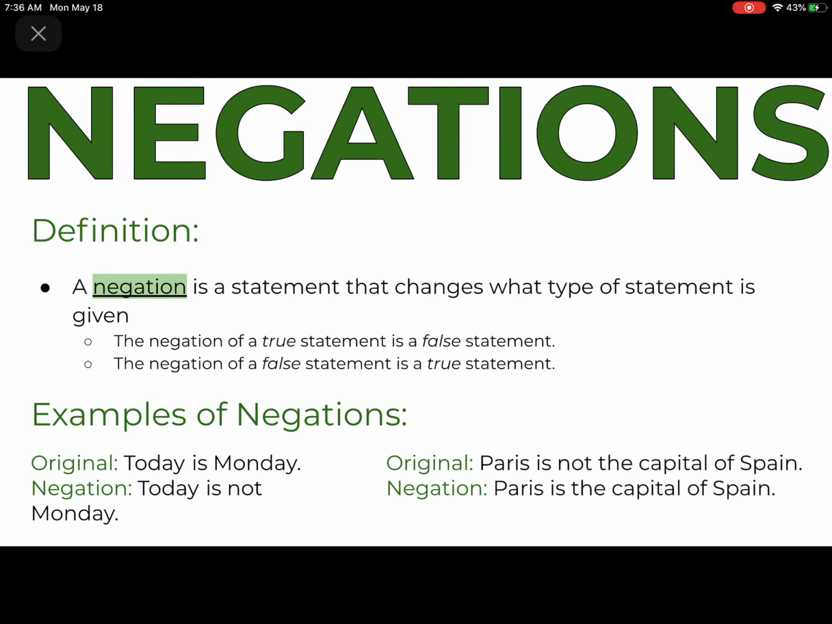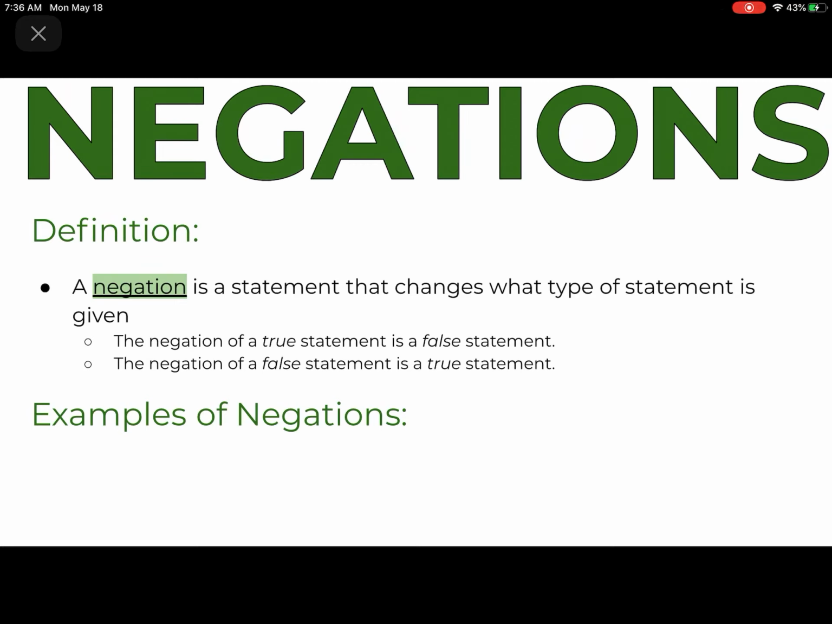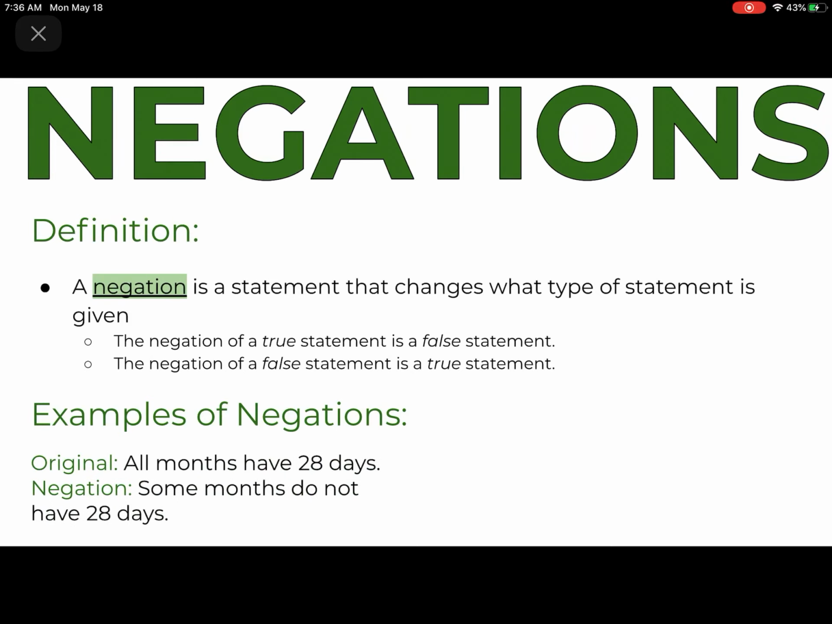I can also take a true statement, Paris is not the capital of Spain, and turn it into a false statement. Paris is the capital of Spain. Alright? Then I can have my original, all months have 28 days. The negation of that quantifier all is going to be some. Some months do not have 28 days.